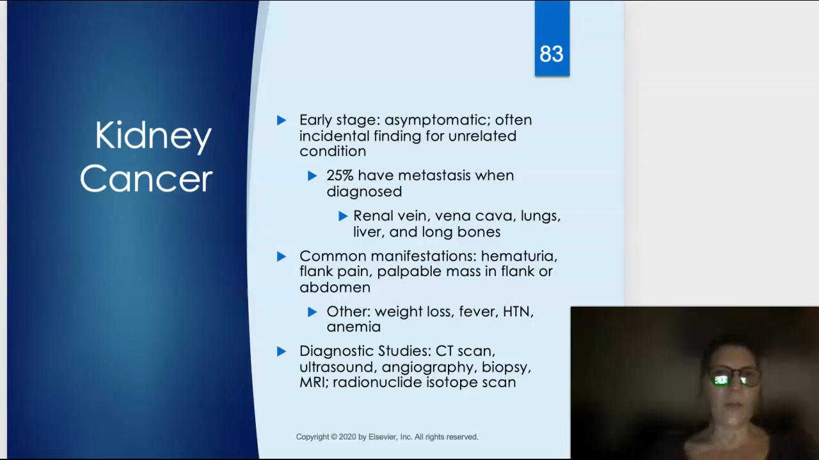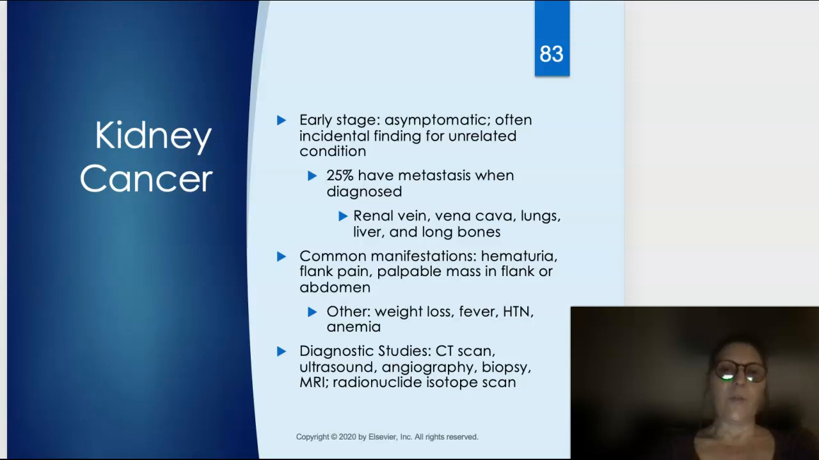In the early stage, it'll be asymptomatic, often an incidental finding when they do a scan and like, oh, we see a tumor on your kidney. That's what happens a lot. 25% are metastatic when they're diagnosed, to the renal vein, to the vena cava, lungs, liver, and long bones. The common manifestations are hematuria, flank pain, a palpable mass in the flank or abdomen. Other common manifestations would be weight loss, fever, hypertension, and anemia.